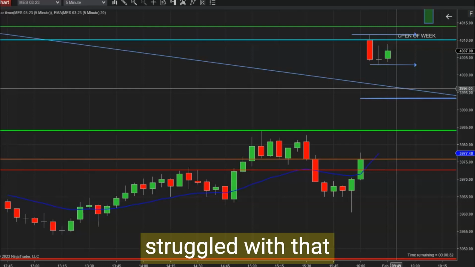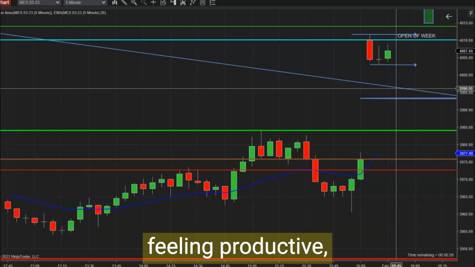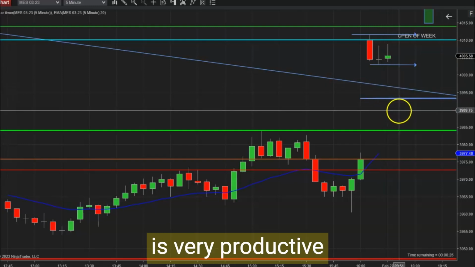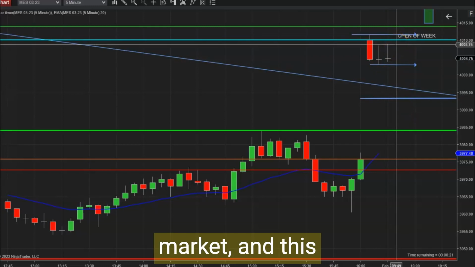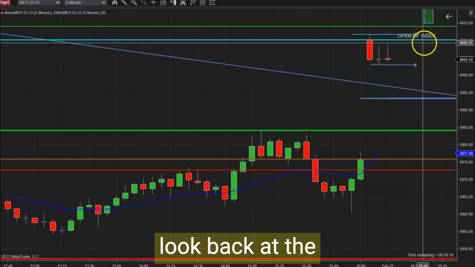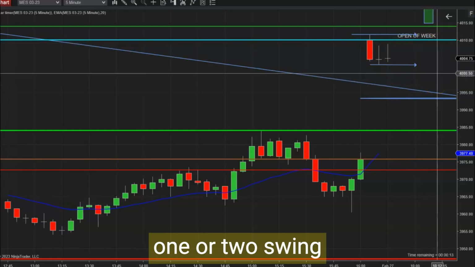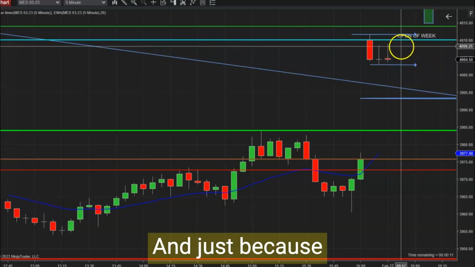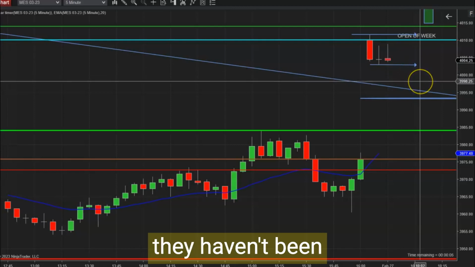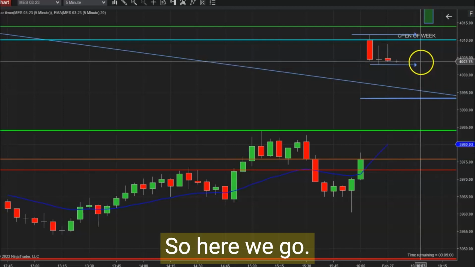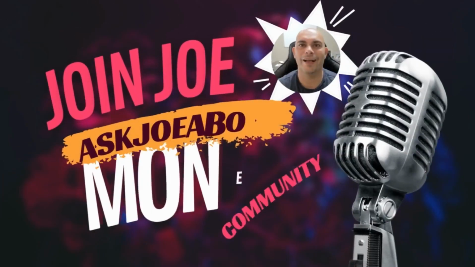And I know I struggled with that early on, because I'm used to wanting to do something, feeling productive. But what I'm doing right now is very productive, because I'm reading the market, I'm watching the market. And when you look back at the chart at the end of the day, what I'm looking for is those 1 or 2 swing trades per day. And just because the market's open doesn't mean so. Let's see what happens here. So far, they haven't been able to print any bull bars. So here we go. So now another bear bar.